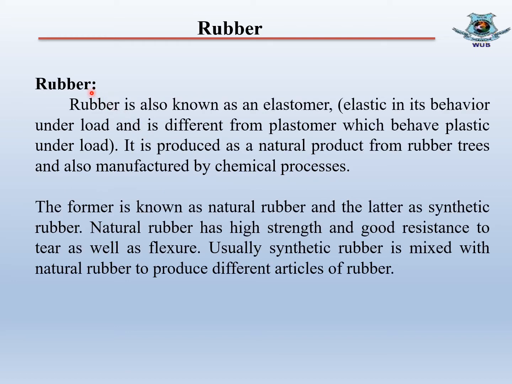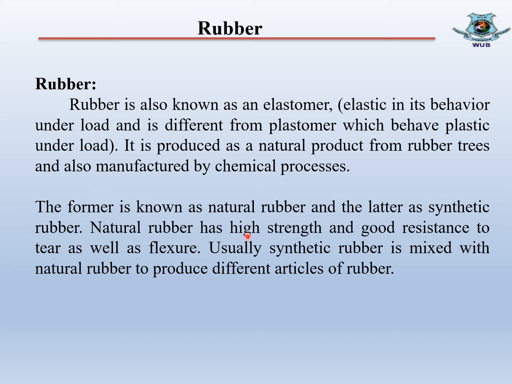Rubber. Rubber is an important engineering material. It is used for the manufacturing of tires and tubes for cars, trucks, buses, tractors, cycles, airplanes, etc. Rubber is also known as an elastomer, which is elastic in behavior under load and different from plastomer. It is produced as a natural product from rubber trees and also manufactured by chemical processes. The former is known as natural rubber and the latter is synthetic rubber.